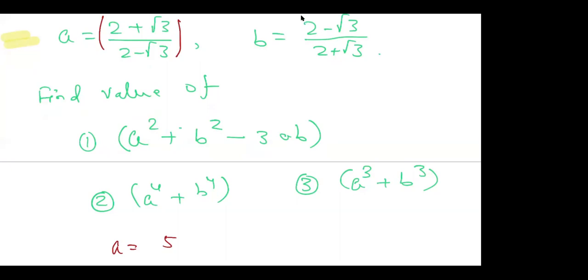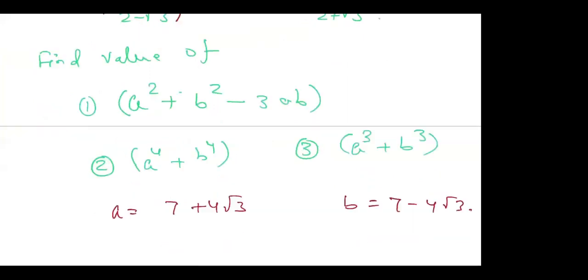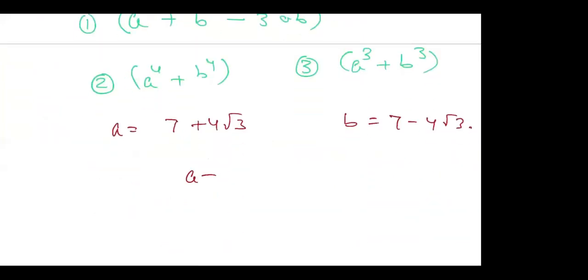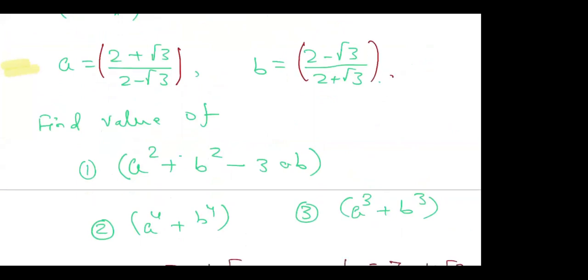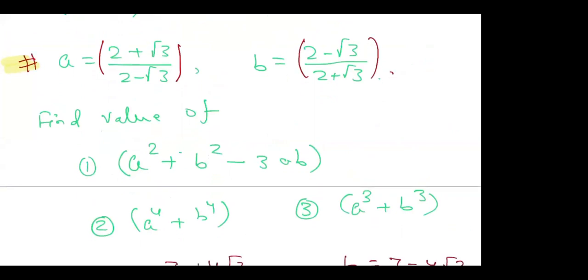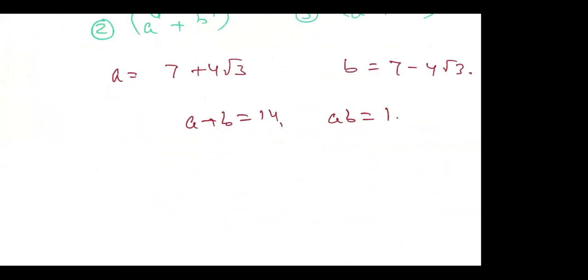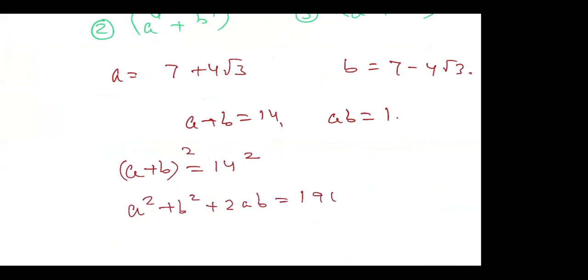Right. So we can add A and B. After adding A and B, we are getting A plus B is 14. And look into the question, A into B. Both are reciprocal to each other. So A into B is nothing but 1 only. Right. So if I have to find A square plus B square, and A plus B is given as 14, squaring both sides: A square plus B square plus 2AB is equal to 196. And AB is 1, right?